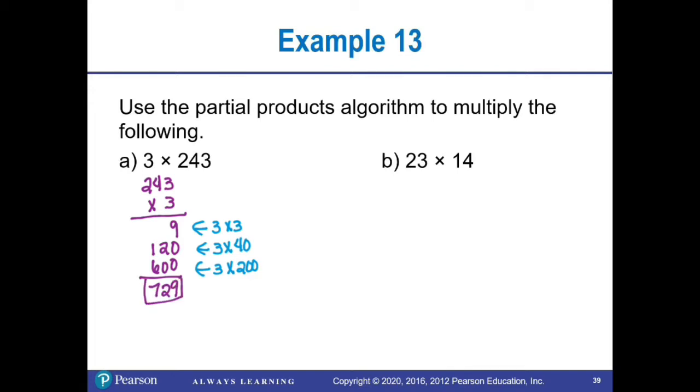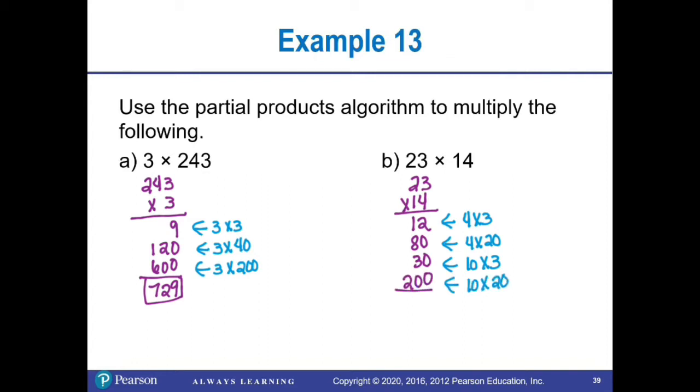In part B, we have 23 times 14. Again, I start with the ones place, and I'm going to multiply by the ones place in our second number. So 4 times 3 is 12. The 2 represents 20, so I have 4 times 20, which is 80. Now I move to the tens digit in the second number. So the 1 represents 10, so 10 times 3 is 30. Then I have 10 times 20 is 200.